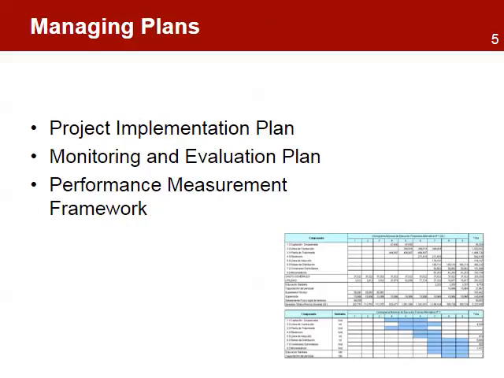During implementation, the project manager will use three core management plans. The project implementation plan that details all the project activities, information on the budget, people responsible, and estimates to complete the project work. The monitoring and evaluation plan that describes how the project will manage the collection, analysis, and use of monitoring data. The performance measure framework to measure the progress the project is making in achieving the intended results.